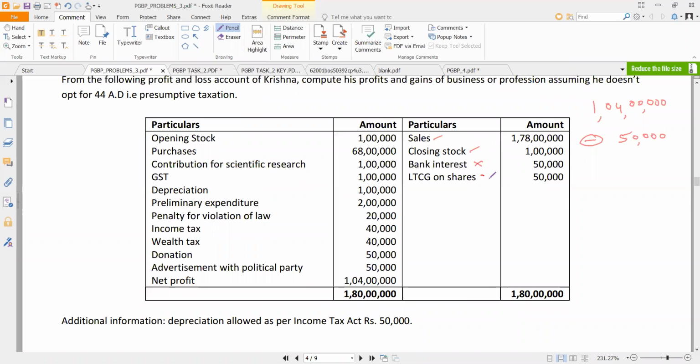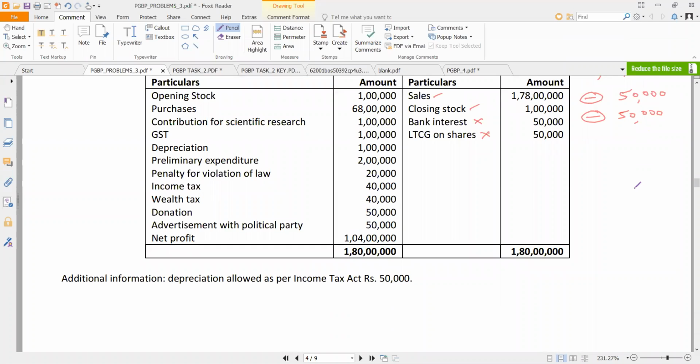Deduct. LTC joint shares is not okay. It is also taxable in another head of income. So deduct. On the debit side, opening stock, fine. Purchases, fine. Contribution to scientific research, fine, assuming it should be approved research. GST, generally fine. Depreciation, let us add back. We'll see how much depreciation is available under Income Tax Act later.